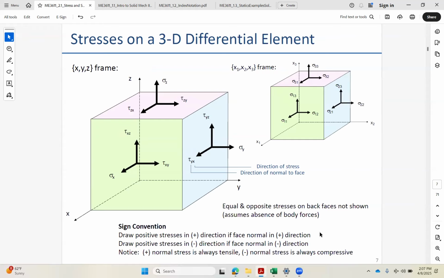Now, talking about stresses and where we put them on a differential element. Let's say we take a look at a small differential volume, a little cube with x, y, and z axes. So I'll have x out, y horizontal, and z up. Our basic sign convention and naming convention is that the first letter tells us what plane we're on.